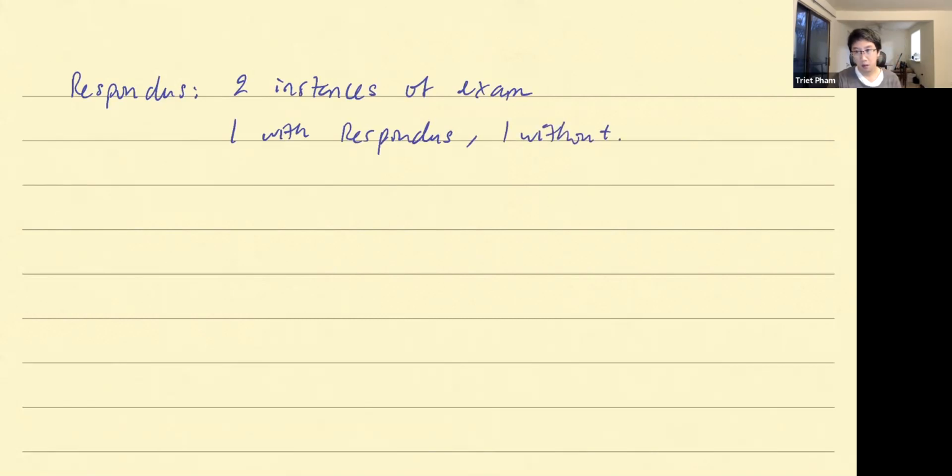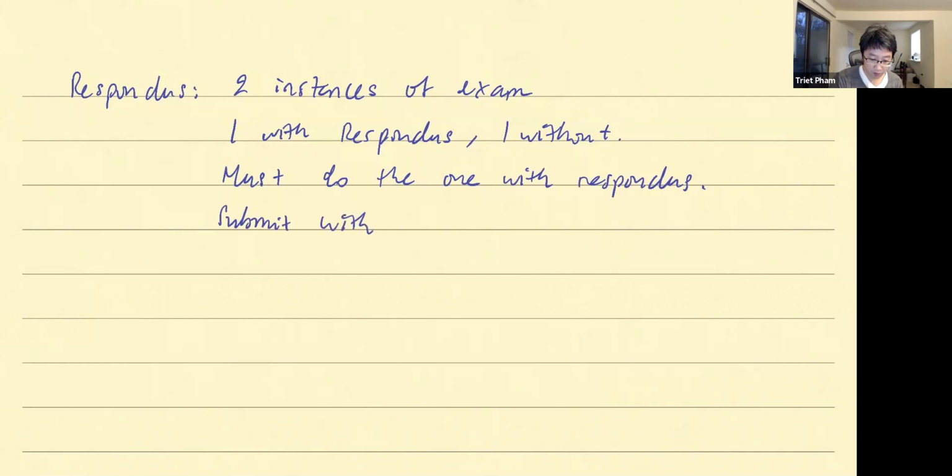All right. You are required to do the one with responders. So basically your activities are monitored, right? You must do the one with responders. But after you're done, you can quit responders and then submit on the other one. So in that sense, submit with the other one after you're done. All right. So that's the basic scheme.